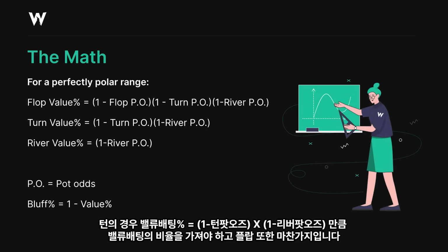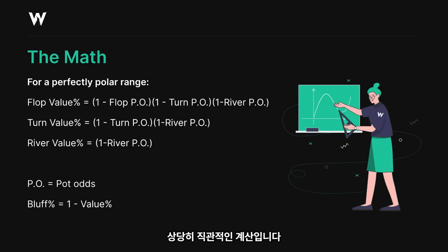For example, on the turn, you can multiply out 1 minus the turn pot odds, multiplied by 1 minus the river pot odds, and that gives you the percentage of value that you should be betting with on the turn. And same thing for the flop, just the product of 1 minus pot odds. Pretty straightforward calculation. So let me show you the Caveman GTO calculator next.